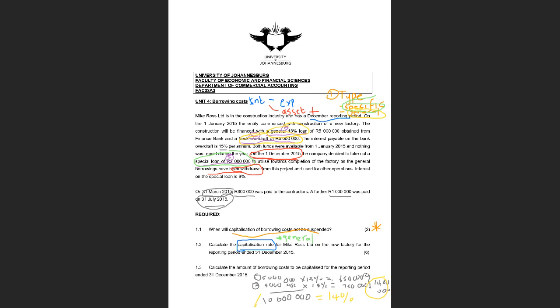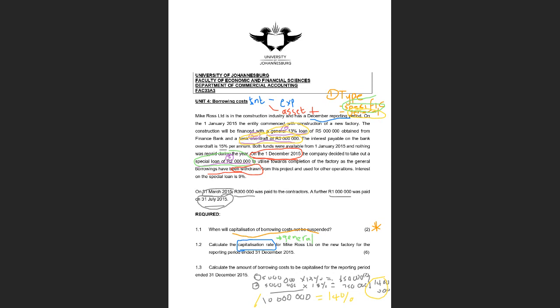Does everyone understand why the cutoff date is the 1st of December? I'm going to explain it one more time. Because on the 1st of December, the company decided that the general loans are no longer going to be used for this project, therefore, we cannot capitalize after that date. If it's no longer used, we stop capitalizing. So we're going to count until the 1st of December.